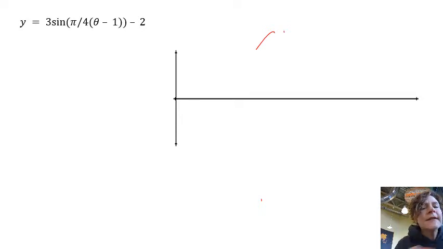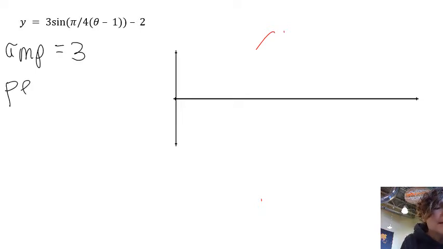So I chose an example that had a whole lot of things going on in it so that you could see the full process and what all the transformations would do. So in this case, there's no reflection. I like to do my analysis first, so I'm going to list my amplitude, period, phase shift, and tick marks first. So my amplitude is 3. It's the coefficient on sine.